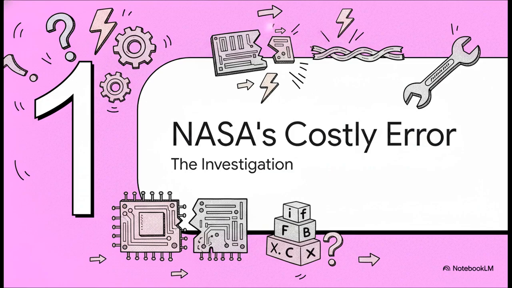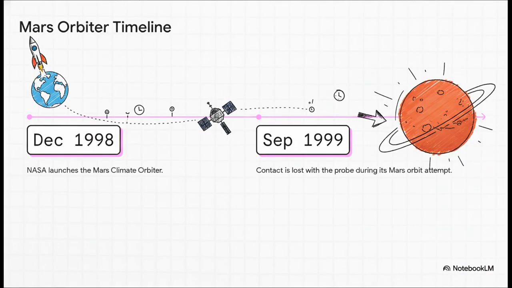So naturally, investigators started scrambling. Was it sabotage? Some kind of catastrophic hardware failure? Well, the answer turned out to be way simpler, and in a way, so much more shocking. I mean, think about it. The probe launched almost a full year earlier. It traveled hundreds of millions of miles through the vacuum of space. Totally fine. Everything looked perfect, right up until those last few critical moments before it was supposed to slip into orbit. So what on earth went wrong right at the finish line?